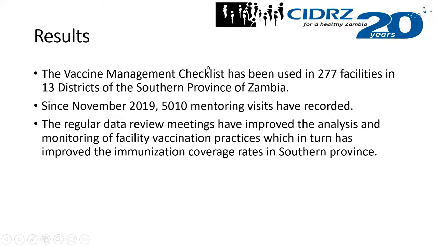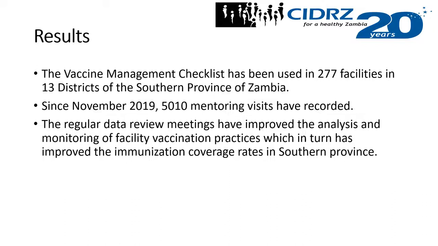And so the results of this implementation have been that the vaccine management checklist has been used in 2,277 facilities in 13 districts of the southern province of Zambia. And that is quite a big number, because it means that the number of children that have been impacted by this is quite high.